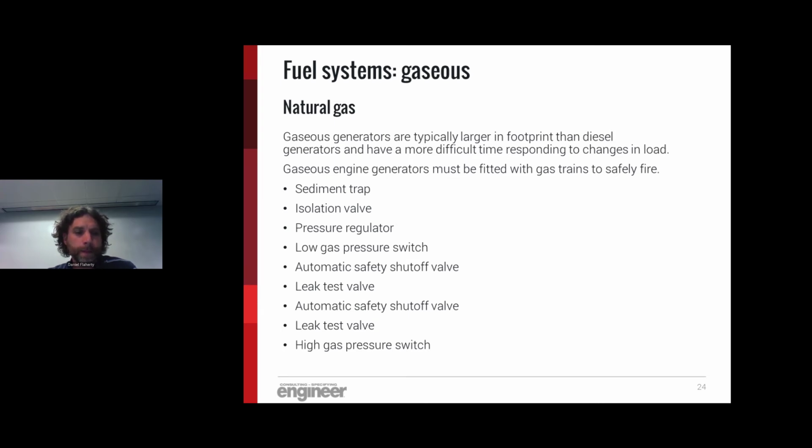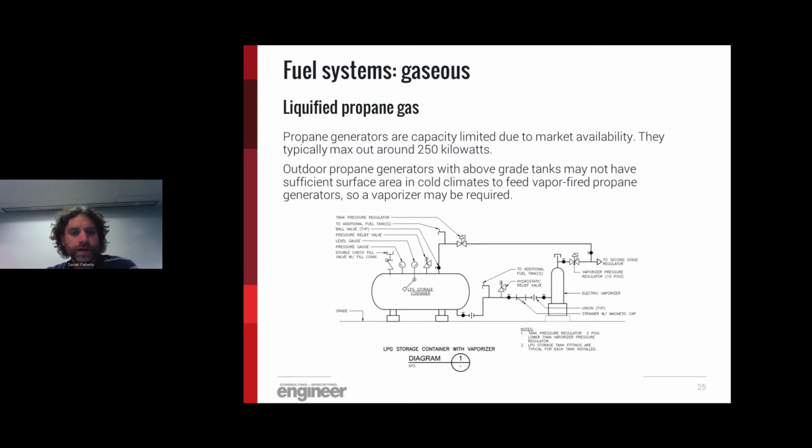Next slide. All right. Looking at another type of gaseous fuel system, liquefied propane gas. Propane fired generators are similar to natural gas generators, but their capacity is limited due to market availability. They typically max out around 250 kW. Another issue is that outdoor generators with above-grade tanks may not have sufficient surface area in cold climates to feed vapor-fired propane, so a vaporizer may be required.